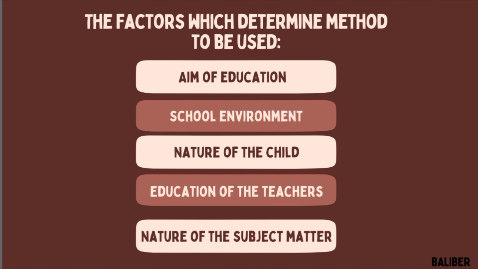The factors which determine the method to be used. First is the aim of education. The aim of education is the acquisition of knowledge, skills, and attitudes. It helps one to adjust properly in one's own environment. The second is the school environment. A learning environment is a place where learners feel comfortable, encouraged, and inspired by their surroundings.